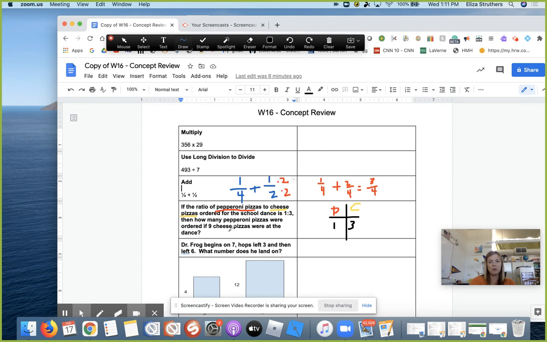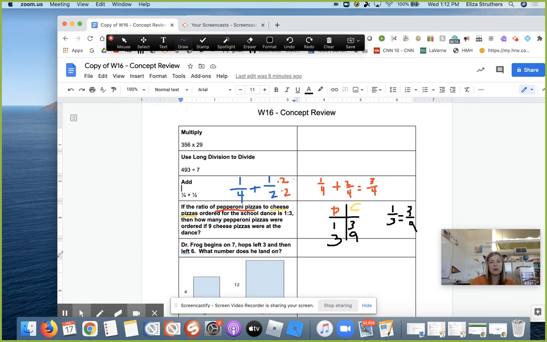And then how many pepperoni pizzas were ordered if 9 cheese pizzas were at the dance? Well, what did you have to do to that 3 to get to 9? If it's a 1 to 3 ratio, you had to multiply it by 3 to get to that 9. It's the same if you think about this as an equivalent fraction too. 1/3 is equivalent to 3/9. So fractions are also ratios. So the answer is 3 pepperoni pizzas.